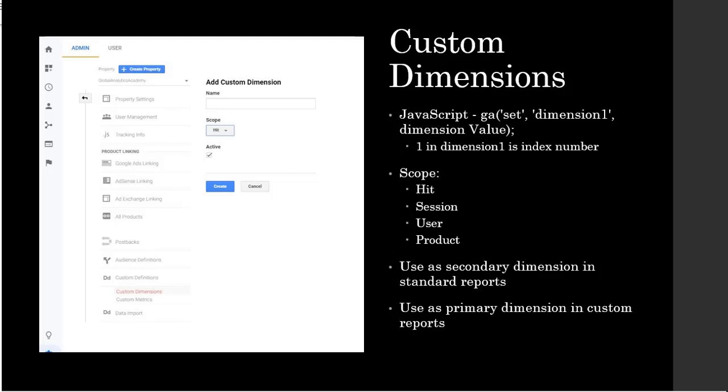Hit. If you want the dimension to include every time a user visited a particular page, then you'll set it at a hit level. If you want the dimension to be organizing data for the duration of a session, then you'll pick session level. If you want to organize it at the user level, then user. And if you want to associate the data with a product, then you'll pick the product level scope.